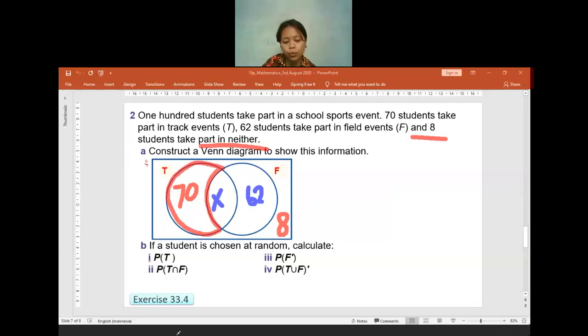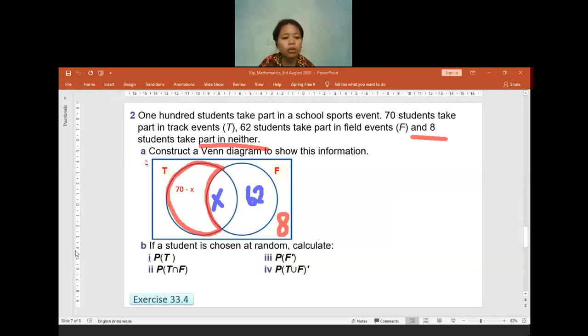The one that I just put a red highlighter on. Can I make it as 70, or can I make it as how many? What do you think? 70 minus x. Yeah, we make it as 70 minus x. We do not write it as 70 anymore, because 70 is the full circle. The other part is already x, so the other part will be 70 minus x. So when we find the total of circle T, it will be 70. For the other part of F, it will also be 62 minus x.